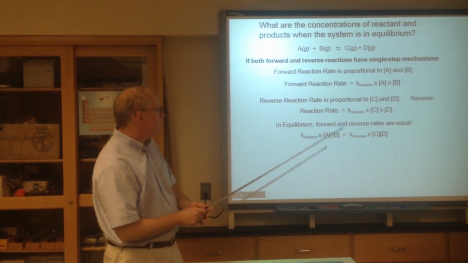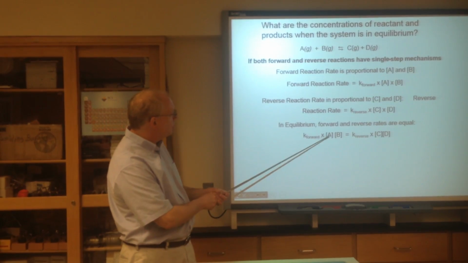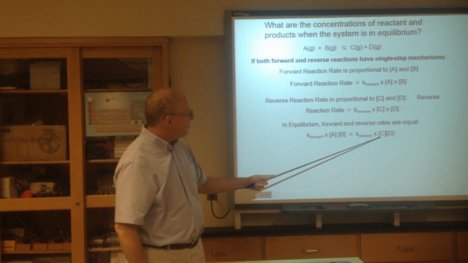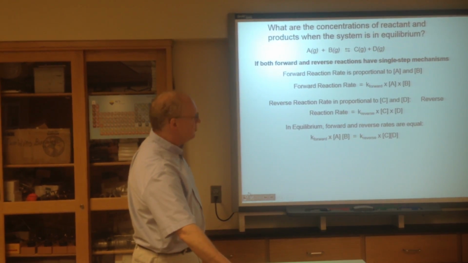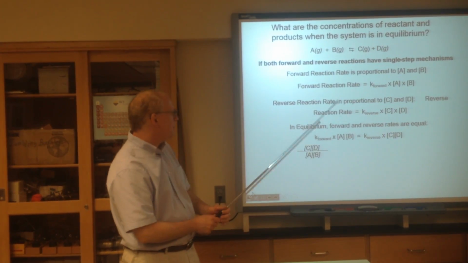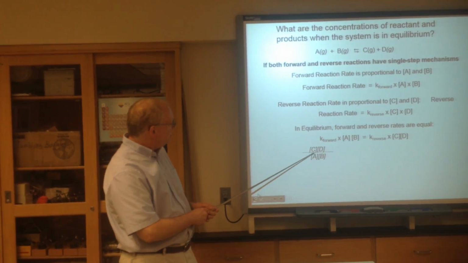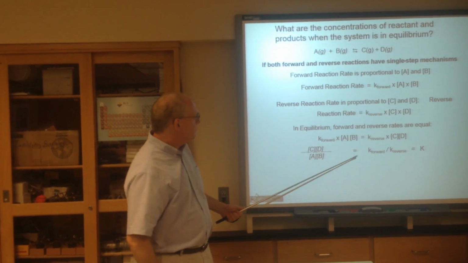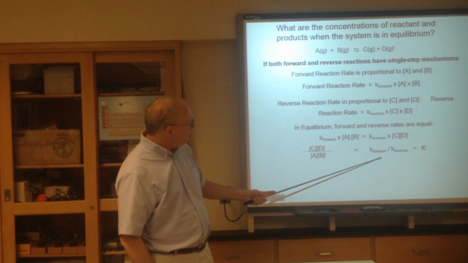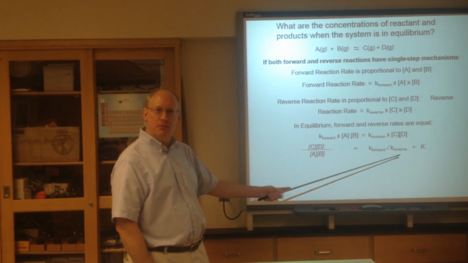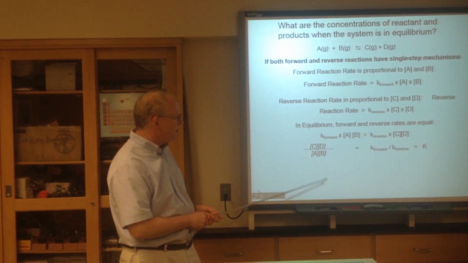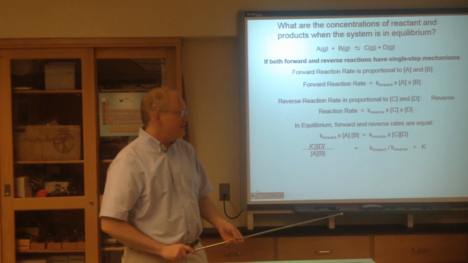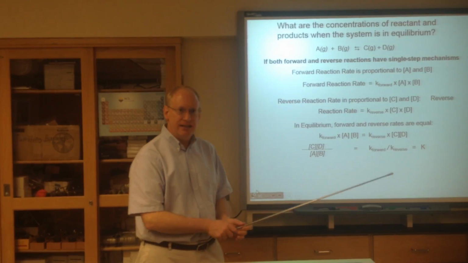Well, if we just set these two expressions equal, we have our constant K forward times the concentration of A times the concentration of B is equal to K reverse times the concentration of C times the concentration of D. With a little algebraic rearrangement, that becomes CD over AB, all concentrations here, is equal to this ratio, K forward divided by K reverse. Now these numbers, remember, are both constants. They don't depend on the concentration. They can depend on the temperature. And that ratio we can just rewrite as another constant, which I've denoted here as capital K.